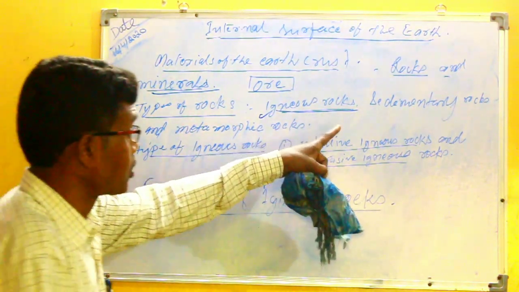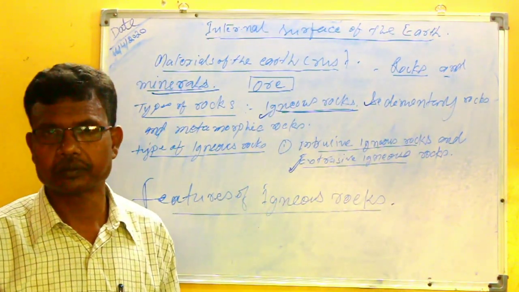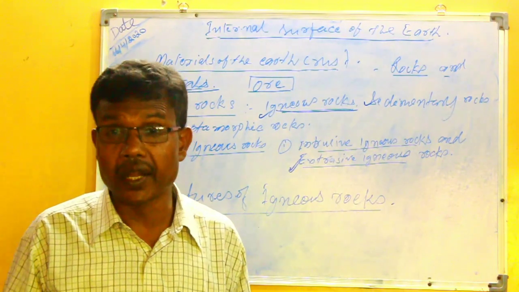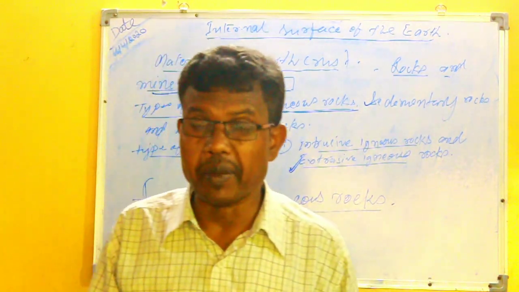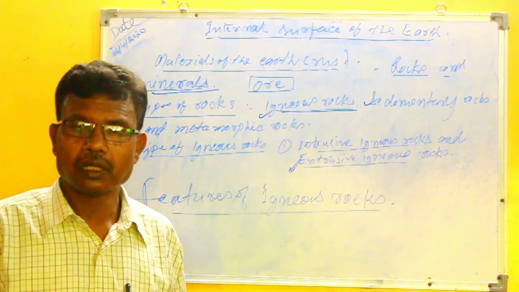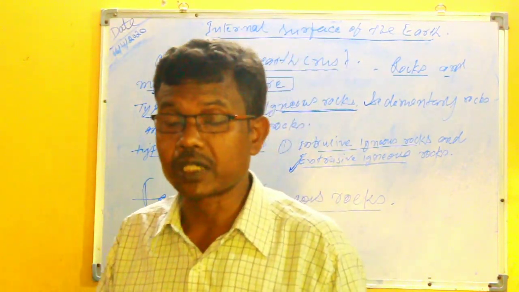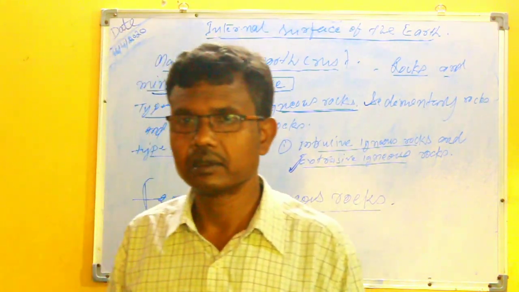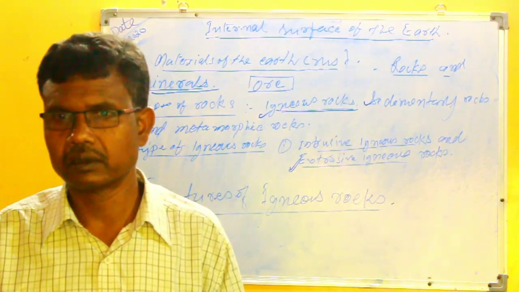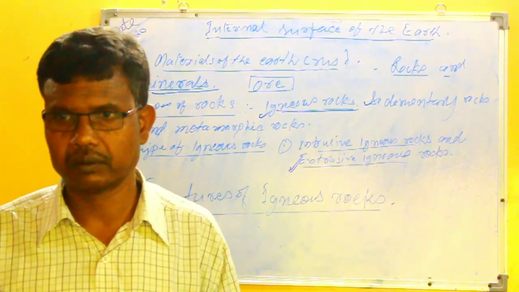Now we see the second type of rocks, that is sedimentary rocks. When the rocks crack and hit each other, they break down into pieces called sediments. These sediments are transported and deposited by wind, water and moving ice and get deposited in depressions under water.